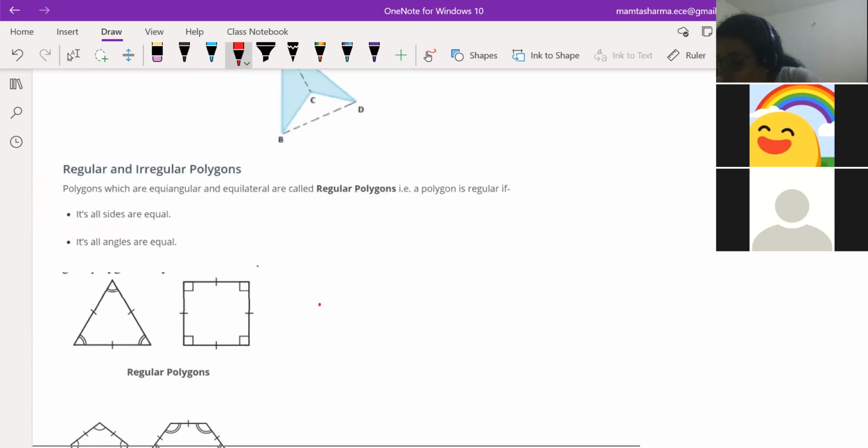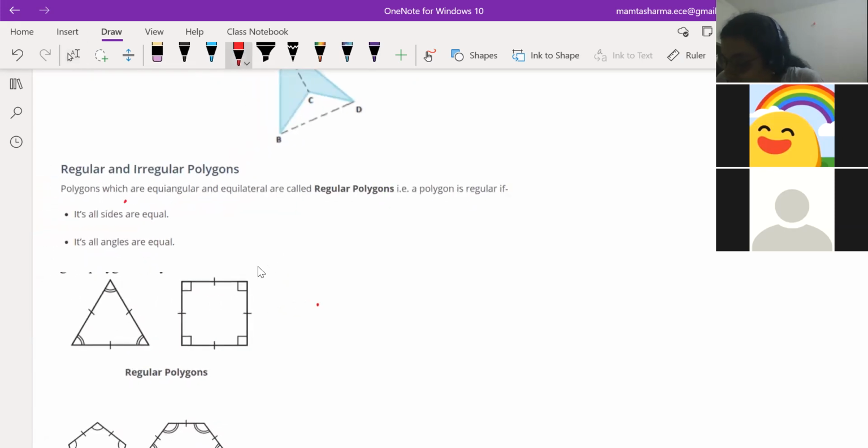A polygon which is equiangular and equilateral is called a regular polygon. Regular polygon means the polygon which has all angles equal and all sides equal. That would be known as a regular polygon. Both the conditions should be satisfied at the same time. All angles should be equal and all sides should also be equal.